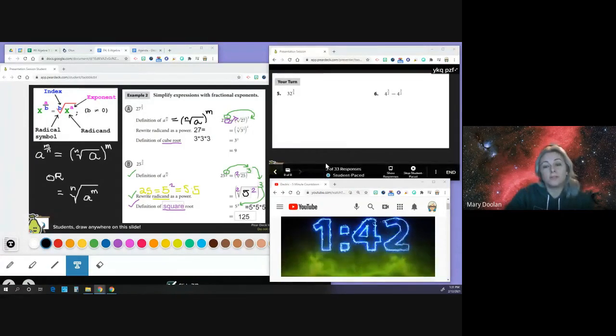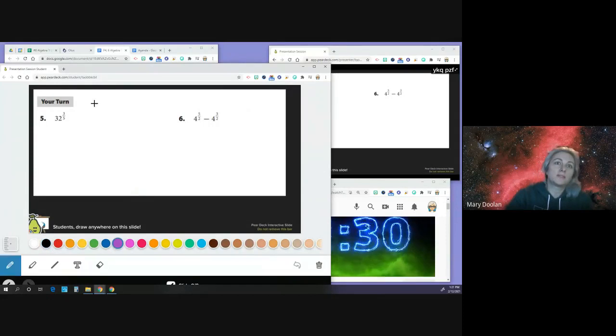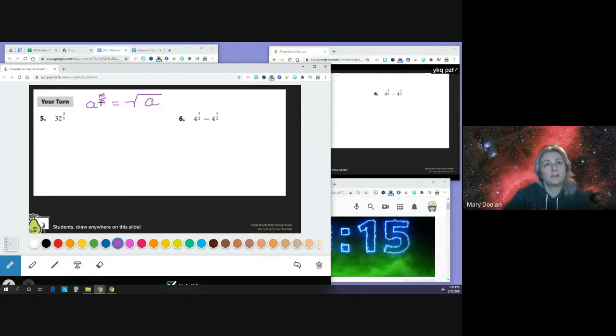Okay, so I have 3 of you that have started writing on your slide. I come over here, maybe I just want to write down the rule to start with. That A to the M over N is equal to, put a radical symbol, we put the A in the radical as the radicand, the denominator becomes the index, and the numerator becomes the exponent. You can put in the parentheses or not. They don't have to be there. Okay.